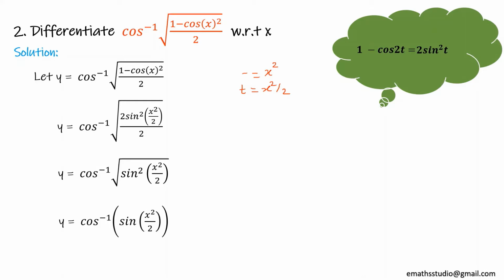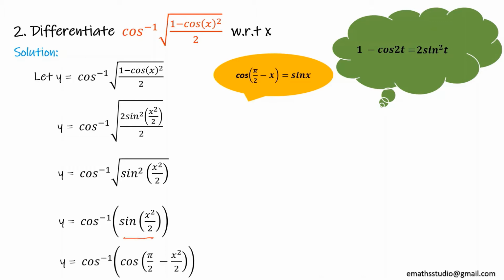Now, again, I am referring to some formula. Just check whether you remember this one or not. There was the formula cos of pi by 2 minus x is sin x. You have this as sin theta and it can be written as cos of pi by 2 minus theta. So this bracket I can change to cos inverse of cos of pi by 2 minus x square by 2. The theta is x square by 2. Then in the next step, this can be simply written as y is equal to pi by 2 minus x square by 2. Now we are differentiating this.